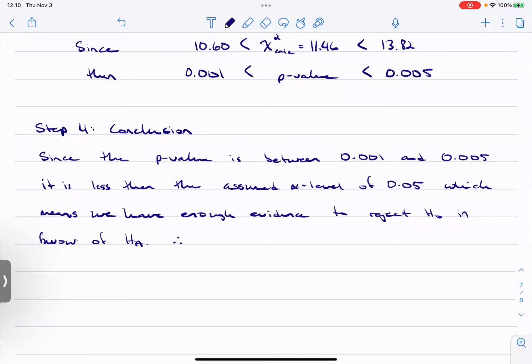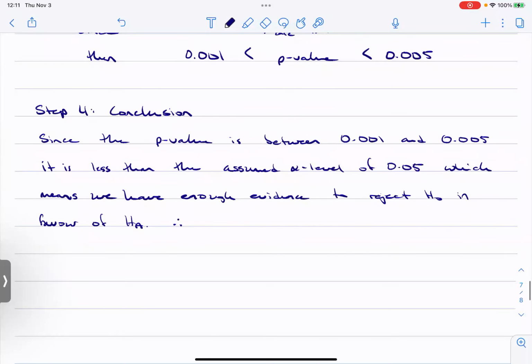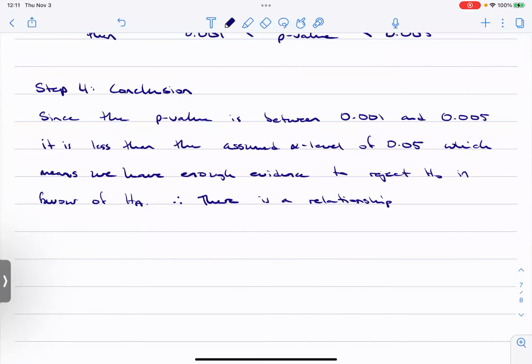Therefore, you can reword the alternative hypothesis, or just say what the alternative was. Let's say in terms of a relationship, there is a relationship between college graduation and how people feel about oil drilling.